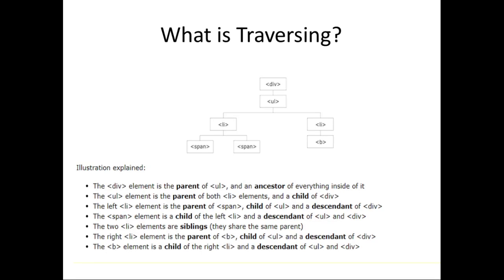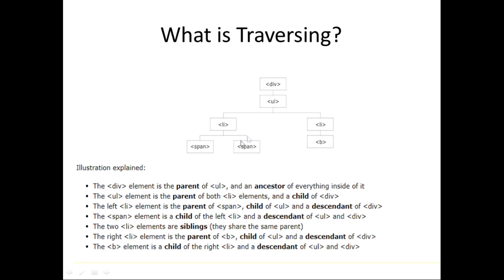So this is an example of a tree. We can see here that the div element is the parent of UL and an ancestor of everything inside it. So this is everything inside the div. So div is the ancestor of everything. If you move up, this is the ancestor.